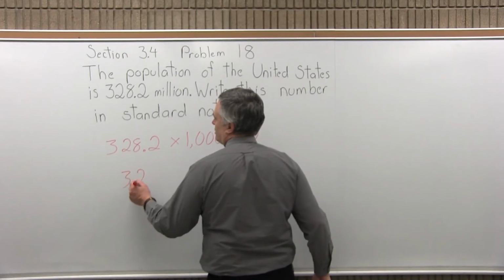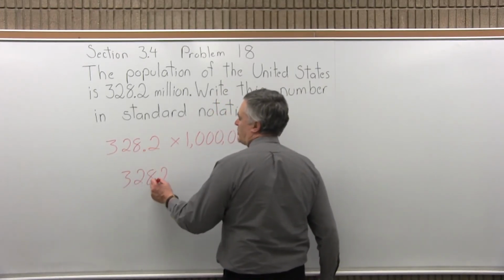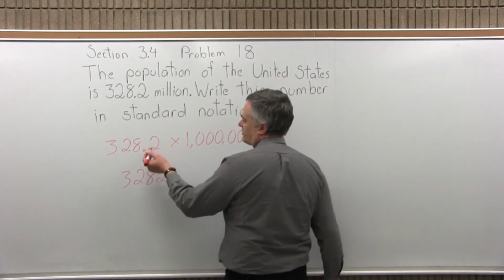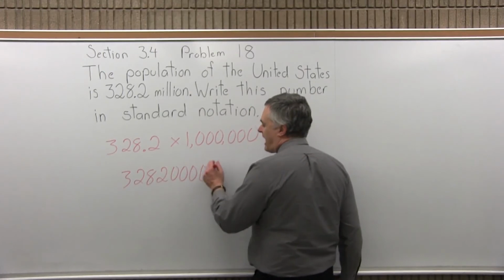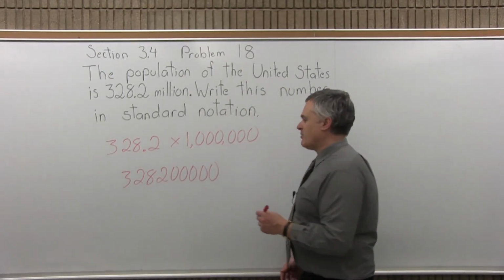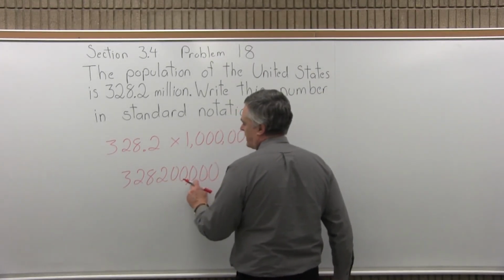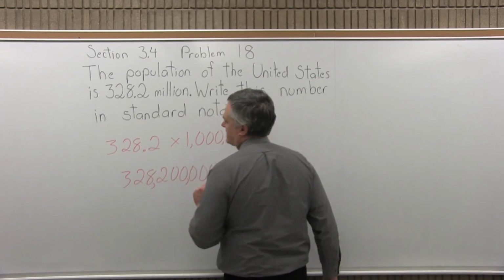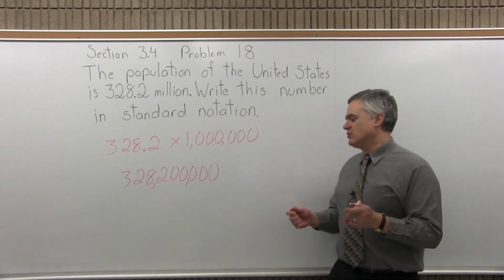So 3, 2, 8. So to get on the right side of the 2, there's 1 spot. You'll have 5 more zeros to go for a total of 6. 1, 2, 3, 4, 5. So that's what 328.2 million looks like as a regular number. Now to do a nice job, you can put in some commas. So starting from the right, every 3, you group them in 3s like that, and you can put in commas. That would be 328,200,000.